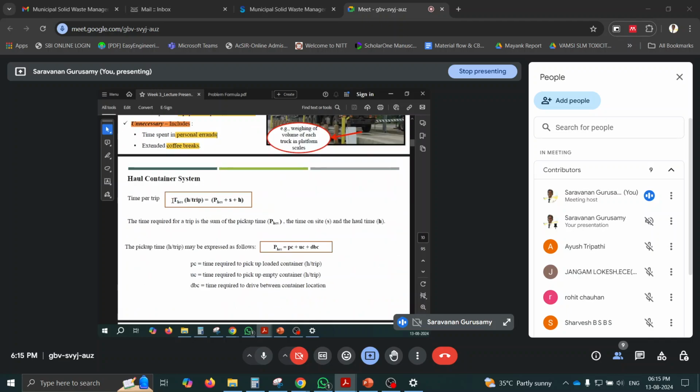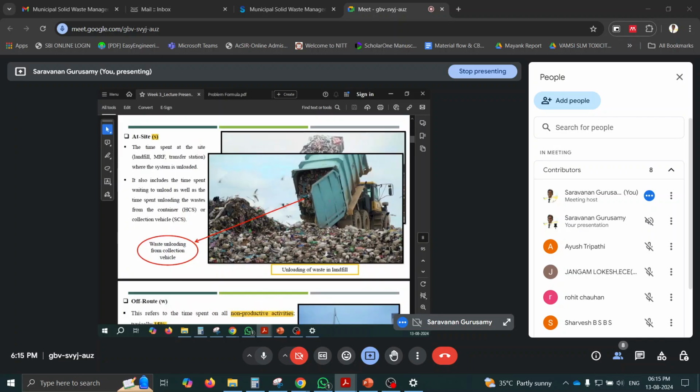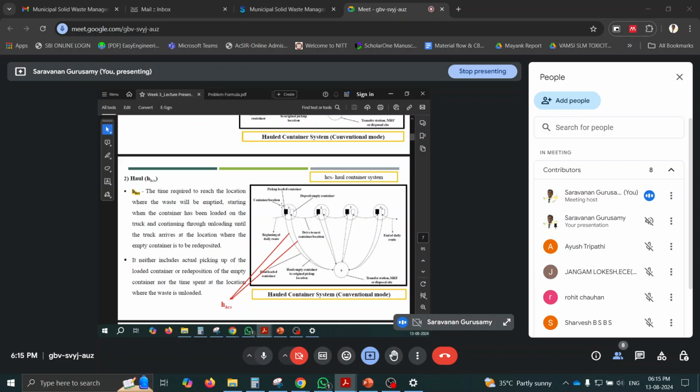As we discussed, the time required per trip will be the summation of pickup time, on-site time, and the haul time. So these three make up the time per trip. You can see in the diagram, the time per trip will be P, H, and S. These three are added, and that is the time required for one trip. Then you can go to the next trip, to the next location.